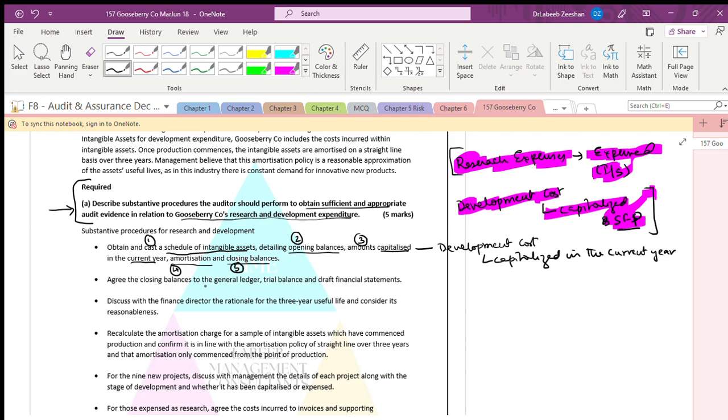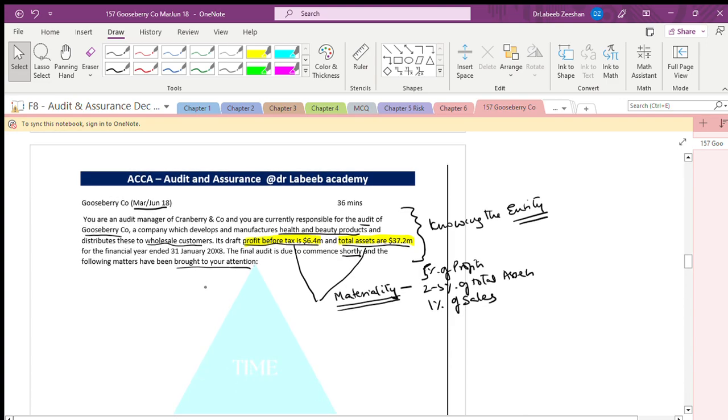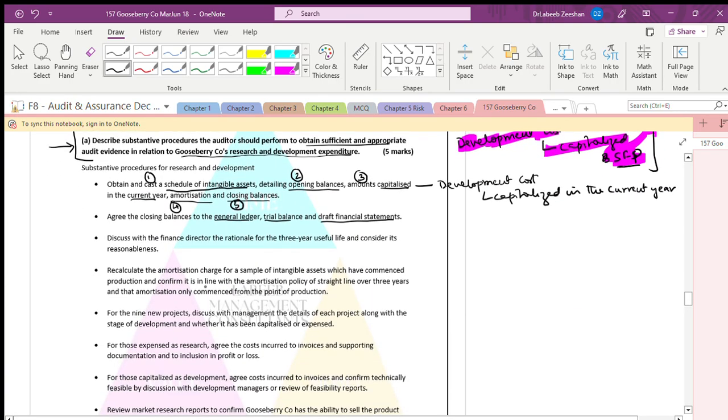Okay, first thing. Second thing, agree the closing balances to the general ledger. Fine, you are using the closing balances in the general ledger. We are talking in terms of trial balance, we are talking in terms of draft financial statements. What has been said? They have given you a very clear indication that final audit is due to commence shortly. Fine, when final audit is due to commence shortly, definitely we are still in the process. This is the first point. This is the second point.